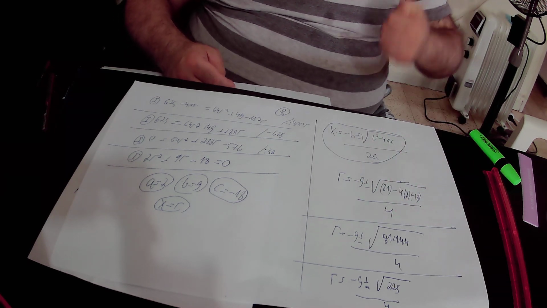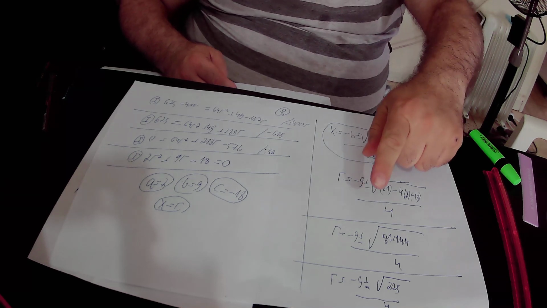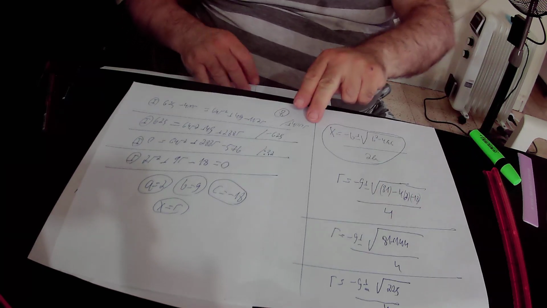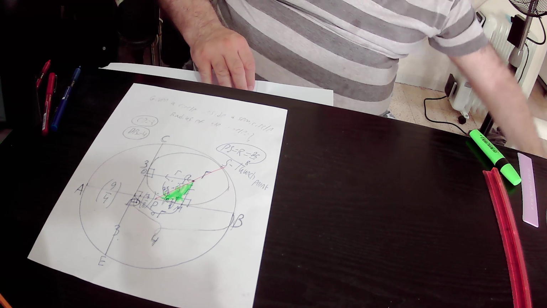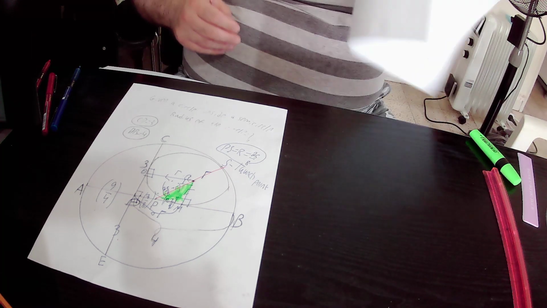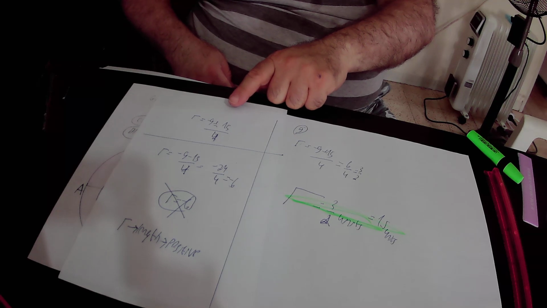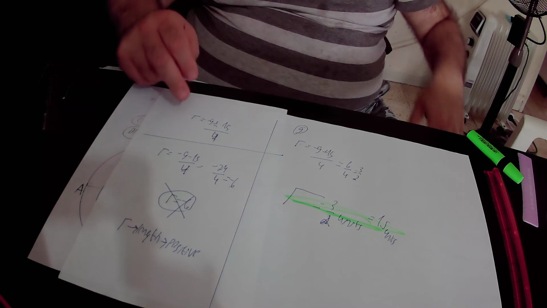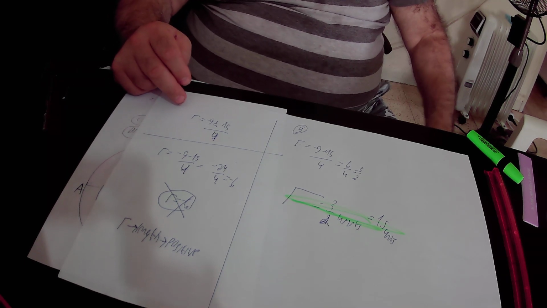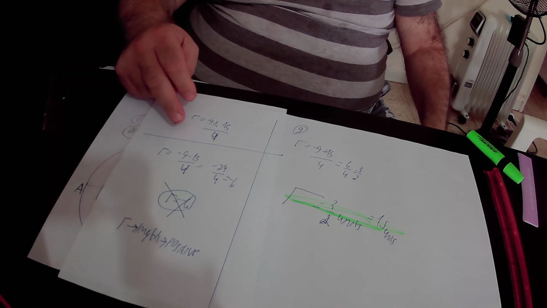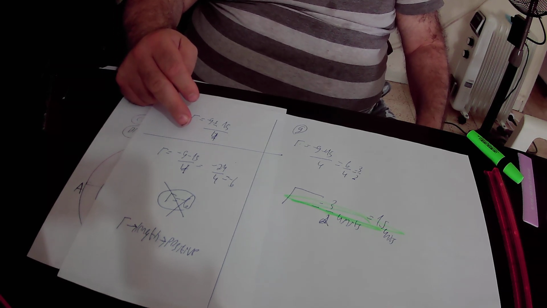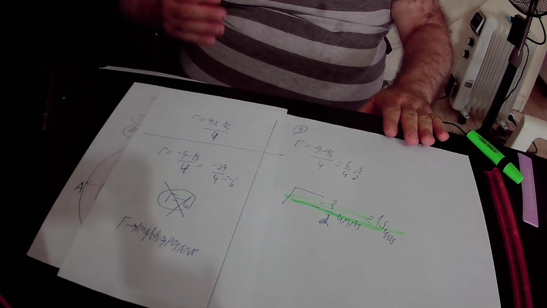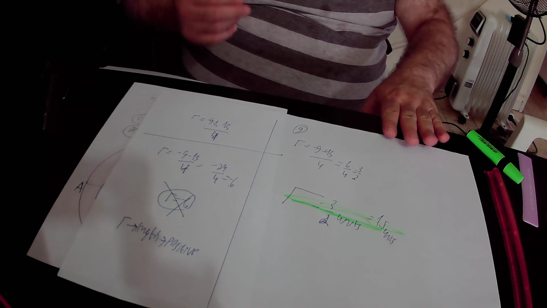81 plus 144 equals 225, so r equals minus 9 plus minus the square root of 225 over 4. The square root of 225 is 15. So r equals minus 9 plus minus 15 over 4. Here we have two possible solutions for r. The first solution is r equals minus 9 minus 15 over 4. Minus 9 minus 15 is minus 24, and minus 24 over 4 is minus 6. So we found that the radius of the small circle r equals minus 6, a negative number.